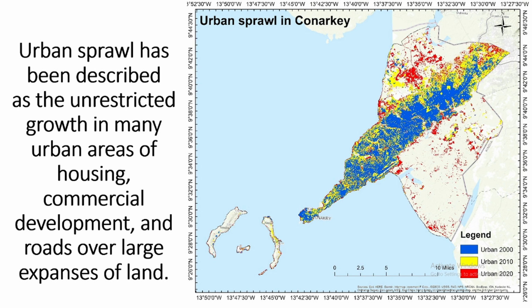So in the year 2000, we find only the blue color pixels were urban, but by 2020 it also increased for different purposes. It created commercial development, roads and housing. So it is described as the unrestricted growth in many urban areas, such as for housing, for commercial development, and roads over a large expanse of land.